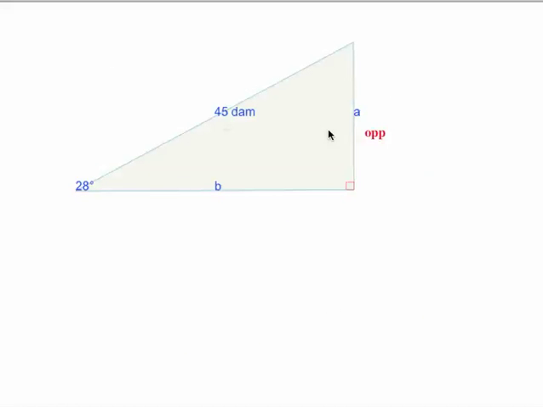All right, so knowing that this is our angle that we're looking at, this is the opposite to the angle, and this is the hypotenuse, so that leaves the B side as being the adjacent. We can figure out the opposite side by using the sine ratio, opposite over hypotenuse. The sine of 28 degrees is the opposite over hypotenuse, for this angle.